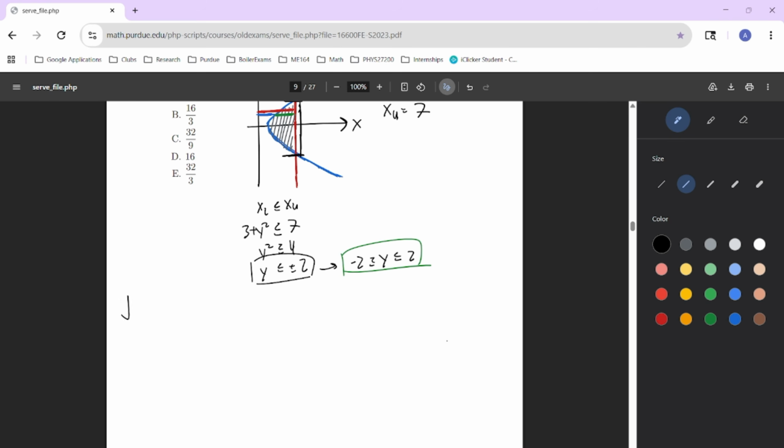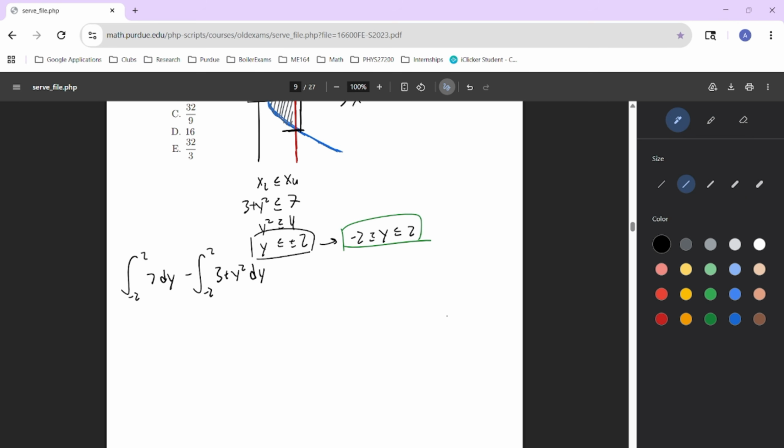So this would be the first integral from negative 2 to 2 of the greater function, which is 7 dy, and then minus the area under the lesser function, which would be 3 plus y squared dy. That would be conceptually, but of course you can combine this into one integral. That would in fact be the integral from negative 2 to 2 of 7 minus 3 plus y squared dy.